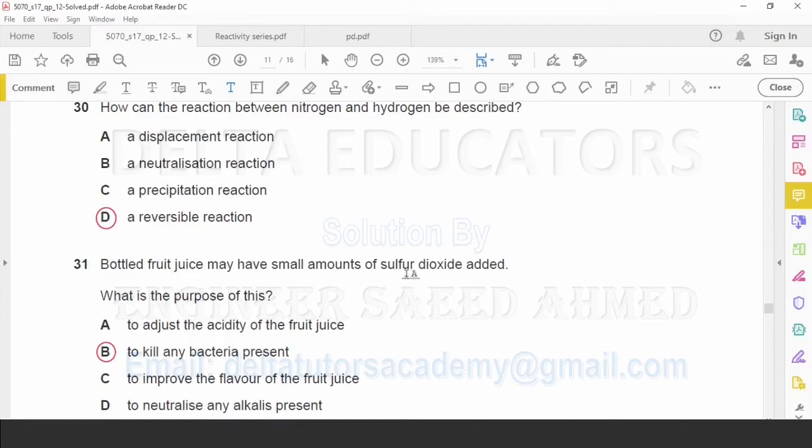What is given in the other options? Option C, to improve the flavor of the fruit juice. No. For flavor purposes, we use ester. Option D, to neutralize any alkalis present. No, it is not the purpose of using sulfur dioxide. So here correct option is option B, to kill any bacteria present.